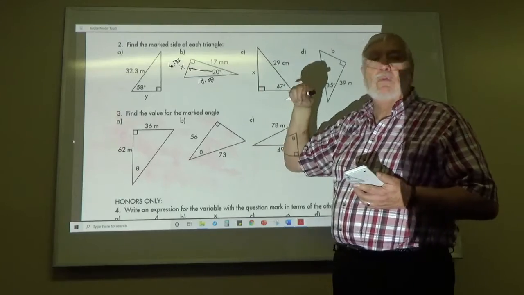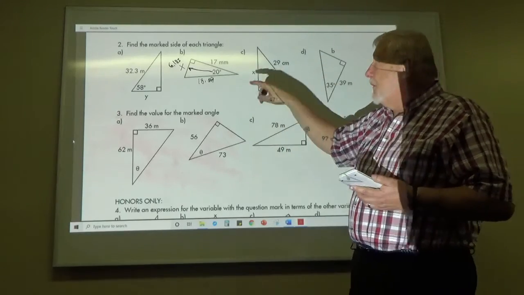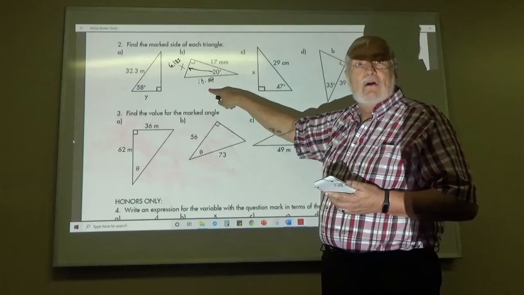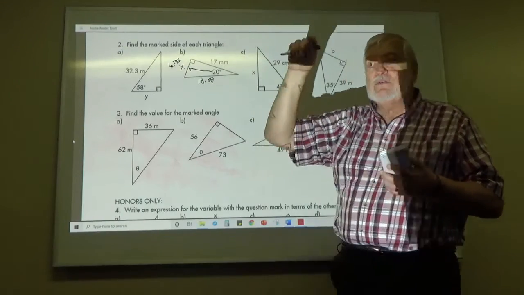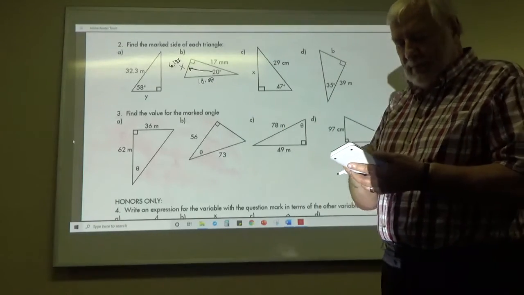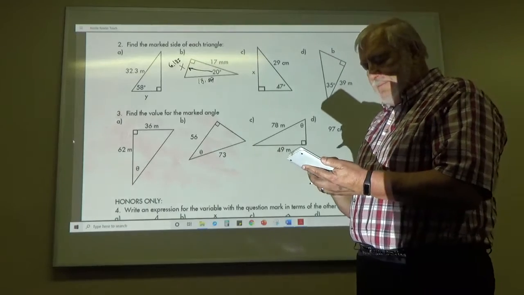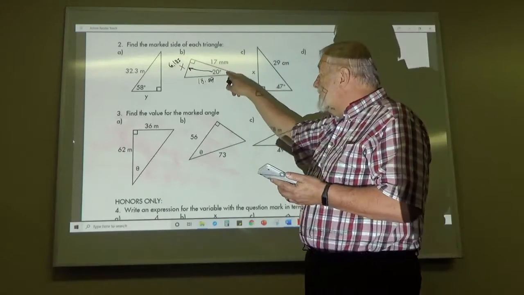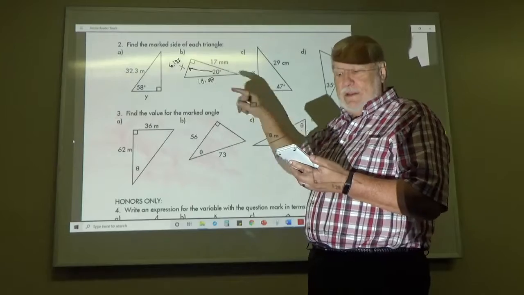Okay, now, what would the cosine be? The cosine would be 17 over the hypotenuse. So do second cosine. Second cosine of 17 divided by 18.09.